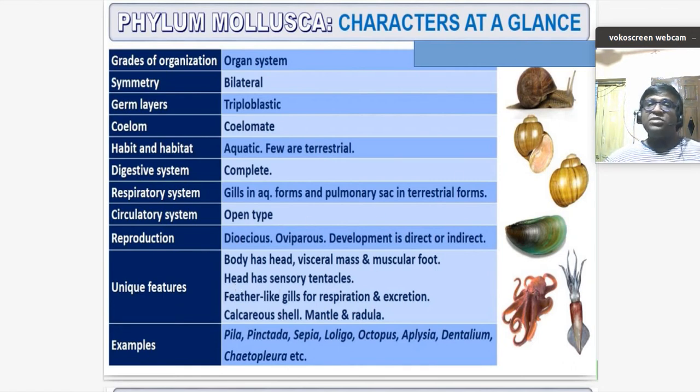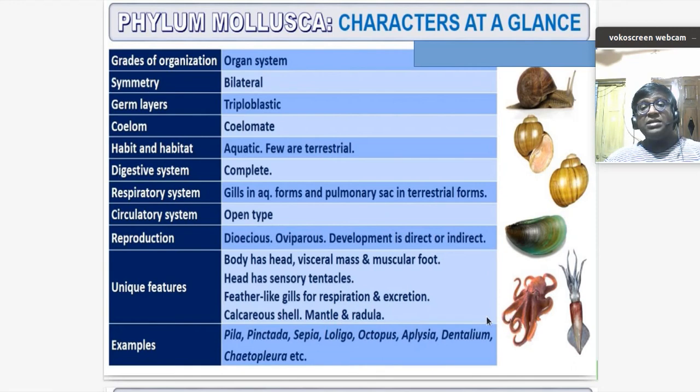The unique features of this phylum Mollusca: body can be divided into head, visceral mass, and they have a muscular foot. In the snail, you can notice here they have a muscular foot. Even in this apple snail, you can notice here they have a muscular foot. So body is divided into head, the visceral mass, and the muscular foot. The head has sensory tentacles which you can notice.